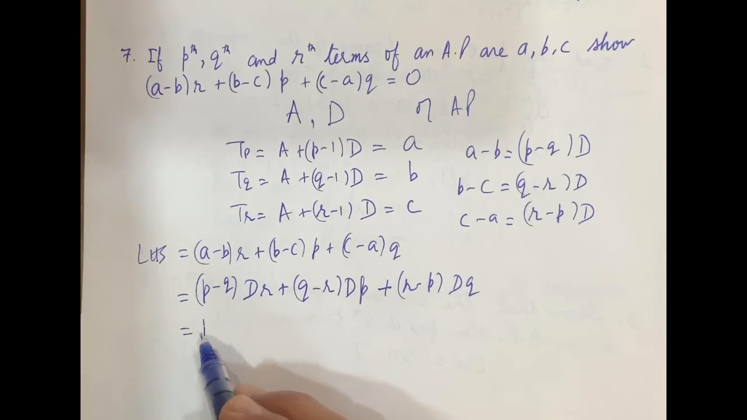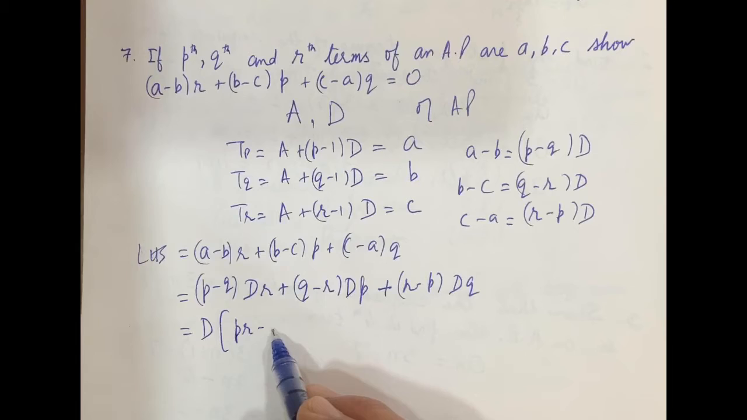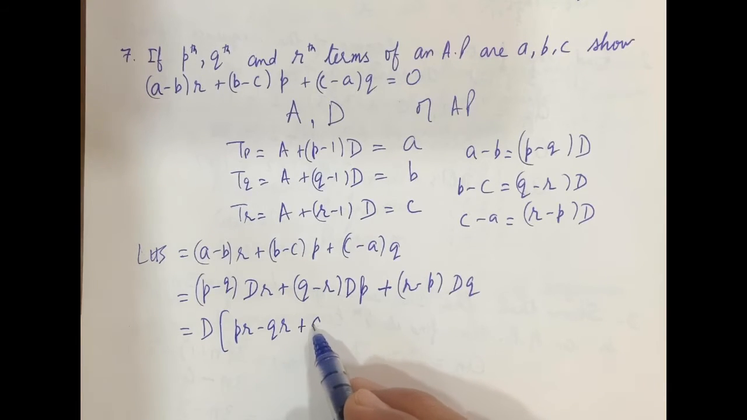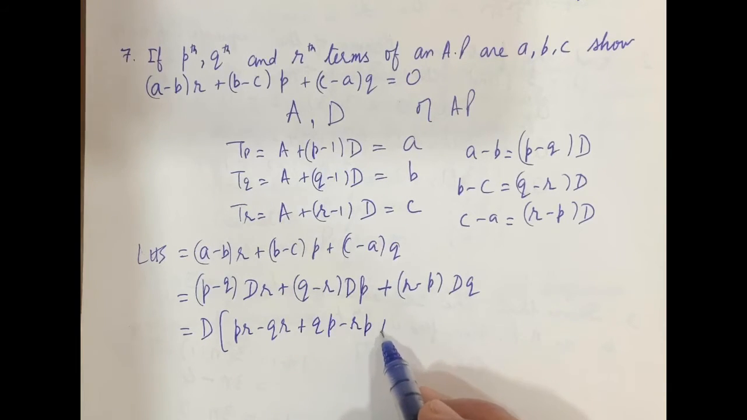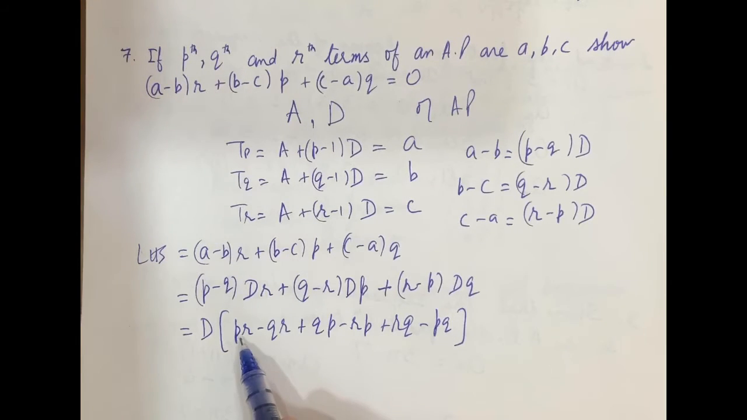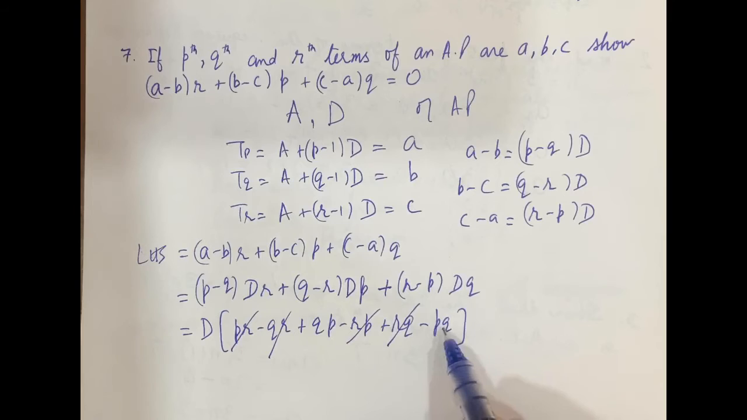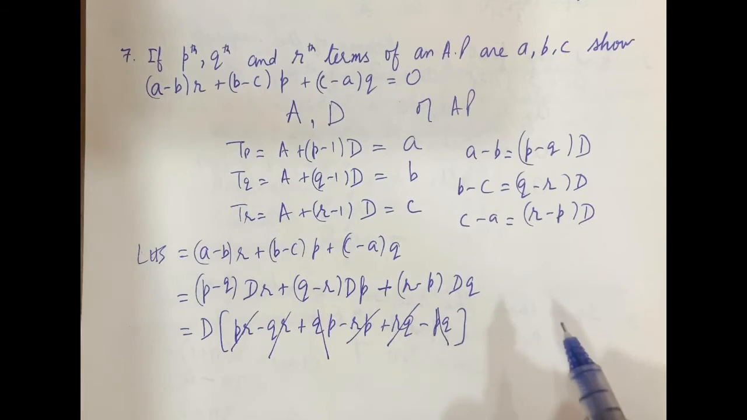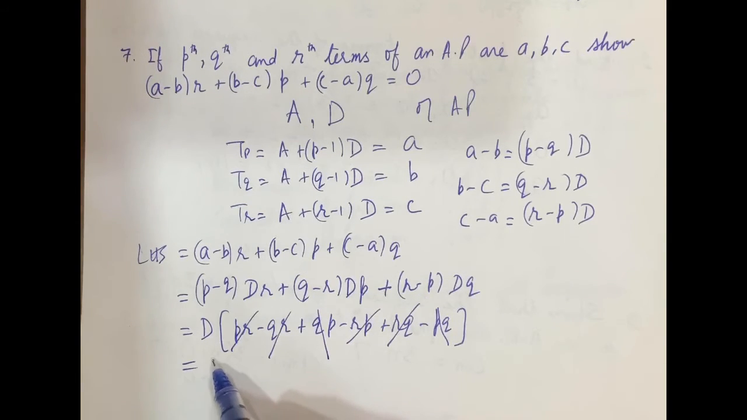We take d common: pr minus qr plus qp minus rp plus rq minus pq. This is pr, this is minus rp, and this is minus qr, this is plus qr. This will cancel with this. This is pq, this is minus pq. This will cancel with this. So this is d into 0, which is 0, same as the right hand side. This is what we wanted.